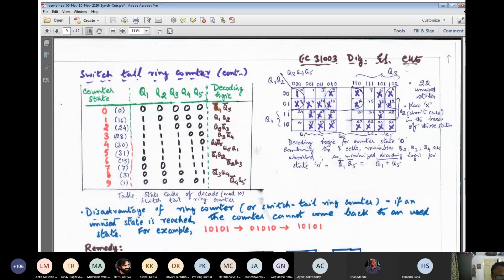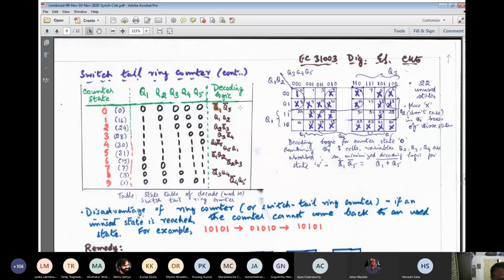And what are they? That you can also find. It is Q1 bar ANDed with Q5 bar. Q1 bar ANDed with Q5 bar means it's a NOR gate. Q1 and Q5 are the inputs of a two input NOR. So the decoding logic for counter state 0 is Q1 bar ANDed with Q5 bar. The complements of the flip-flop outputs will be ANDed, so you will get a two input NOR gate.